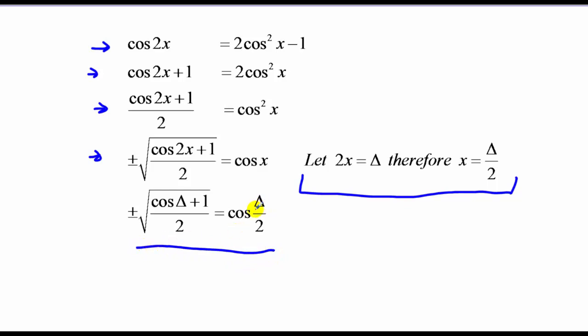The cosine of something over 2 is equal to plus or minus the square root, and that's going to be dependent upon which quadrant you're in, of the cosine of whatever that angle is plus 1 over 2. So that's the cosine half angle identity.